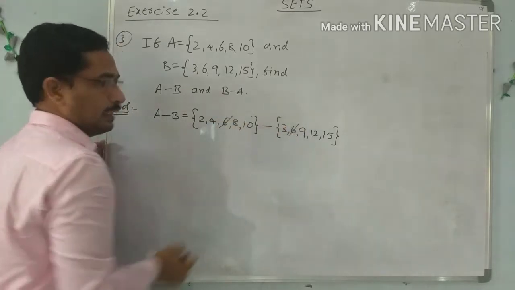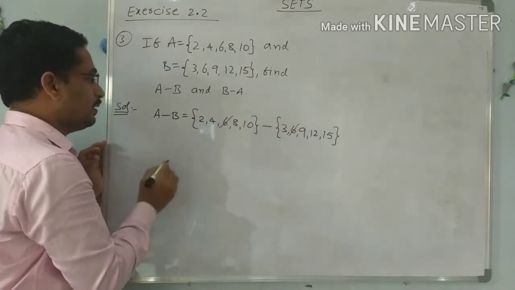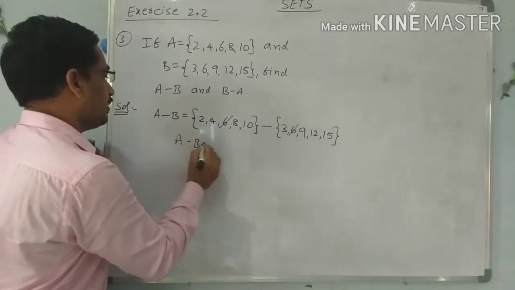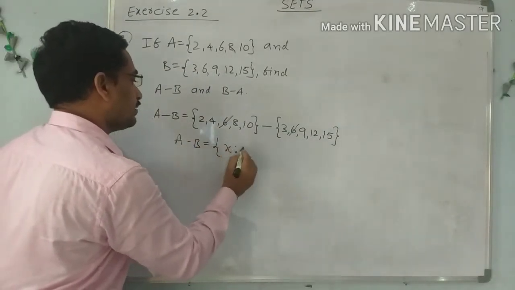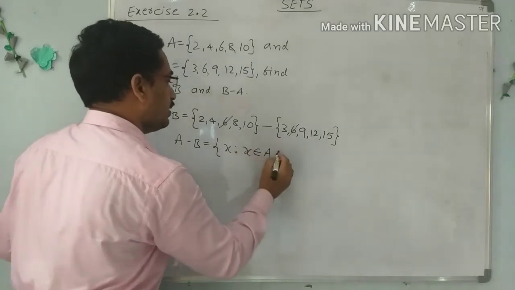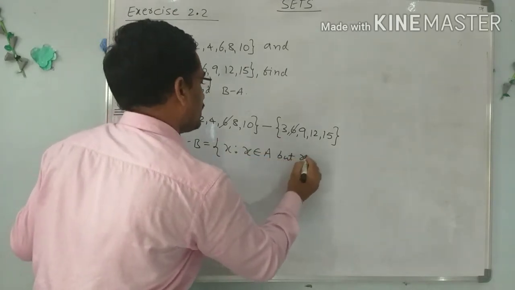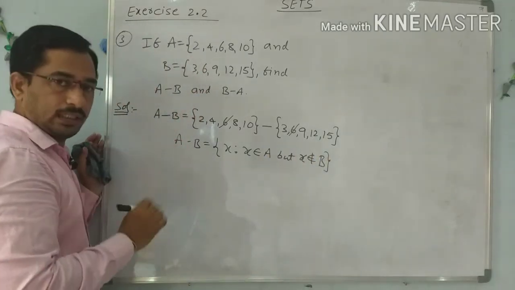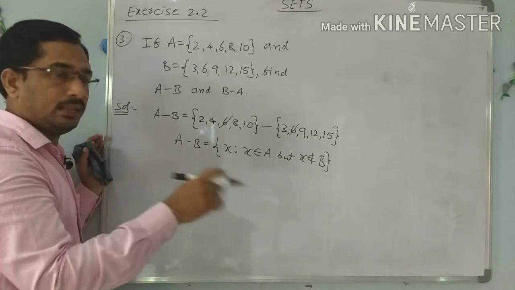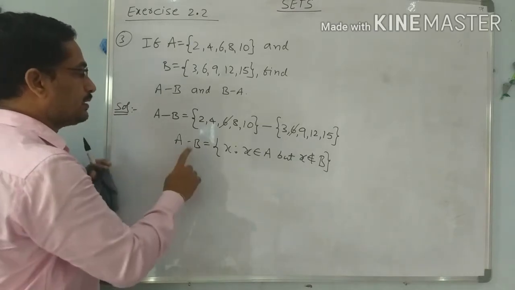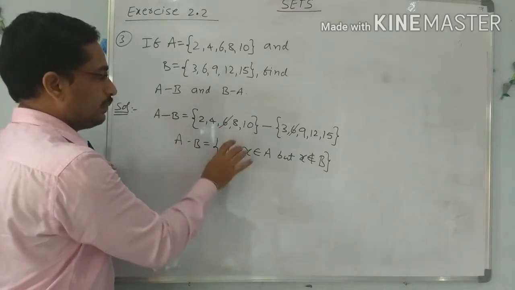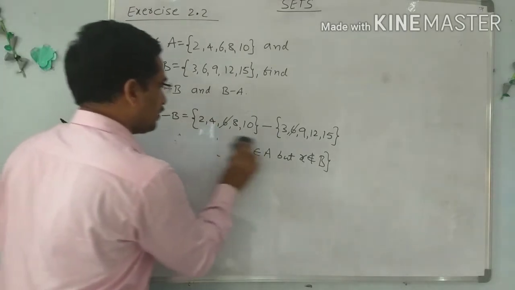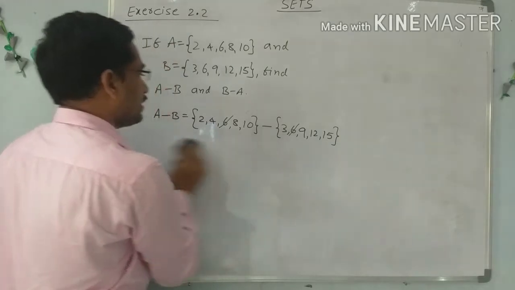So cancel the 6. A minus B means, see the definition of A minus B: x such that x belongs to A but x does not belong to B. We have to select those elements which are in A but not in B. So first cancel the elements that are in both the sets, which means the elements that lie only in A and do not lie in B. So write purely elements of set A.